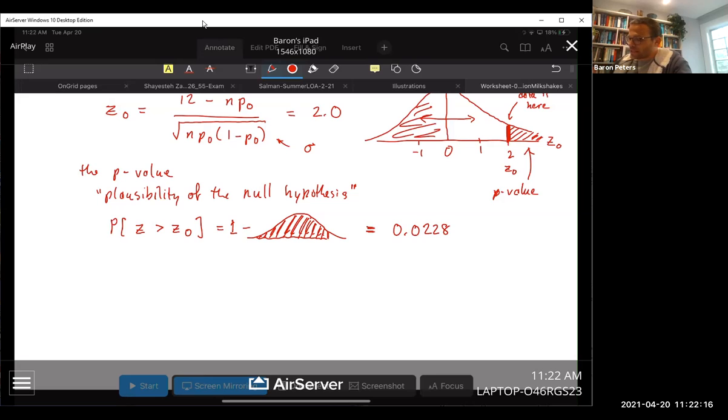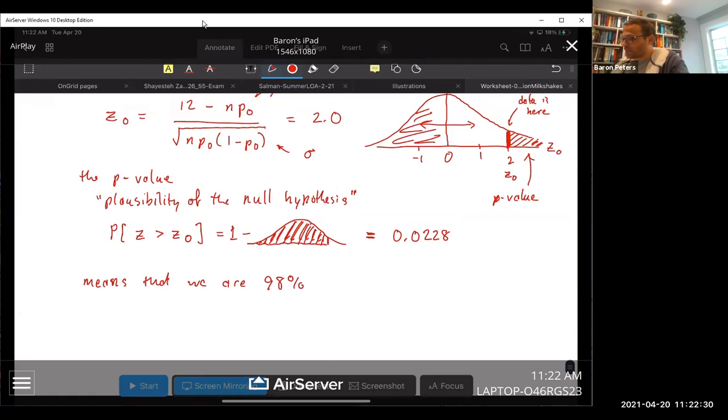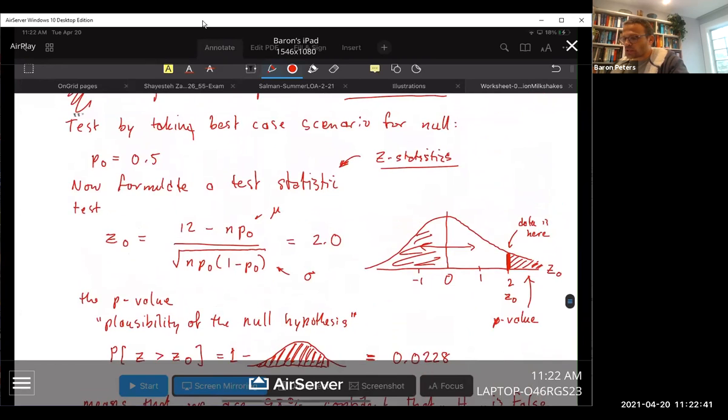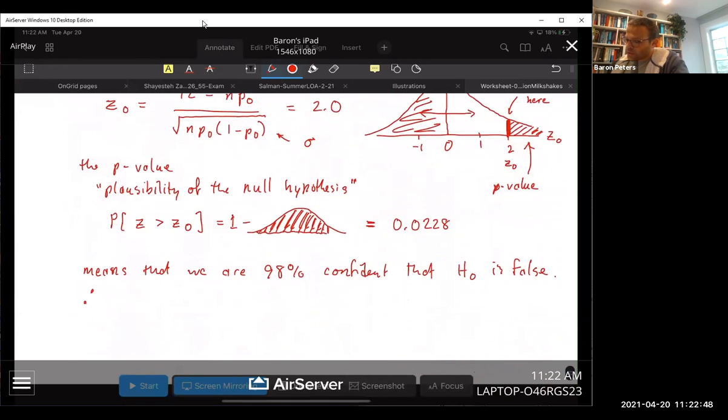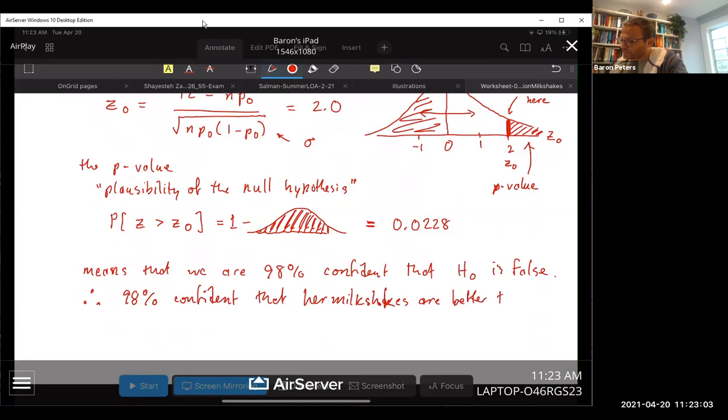So what this means, we say we are 98% confident. Okay, this was 0.002, oh sorry, 0.02. So we are 98% confident that H0 is false. All right, and by construction, if you're doing this correctly, then by construction, H0 is the opposite of HA. So therefore, we are 98% confident that her milkshakes are better than yours. All right, and that's the logic behind hypothesis testing.